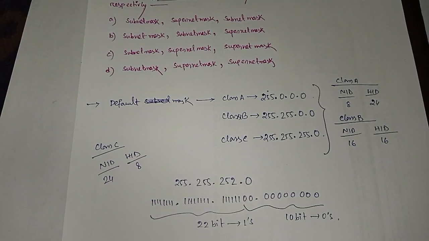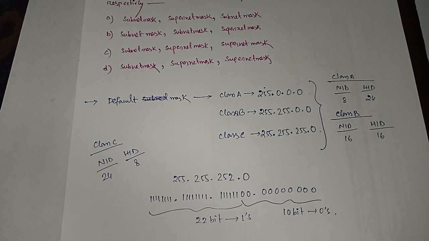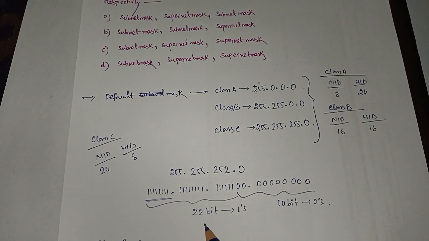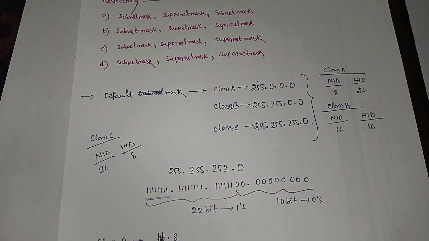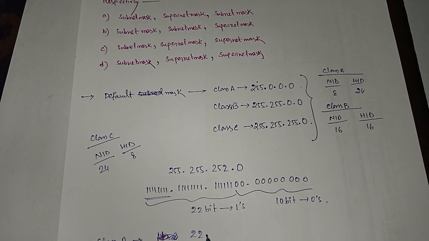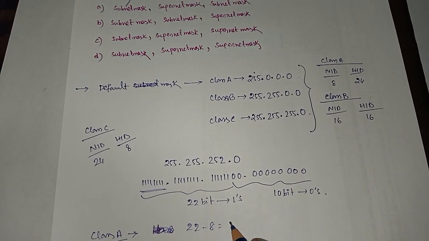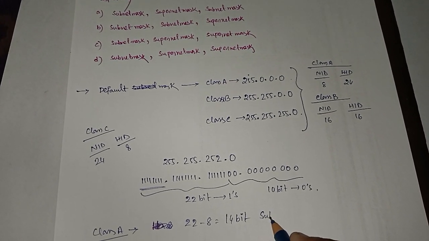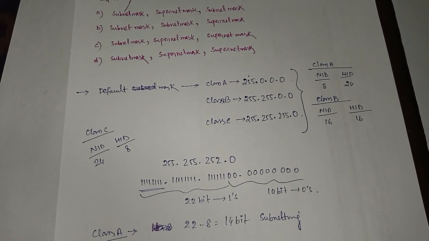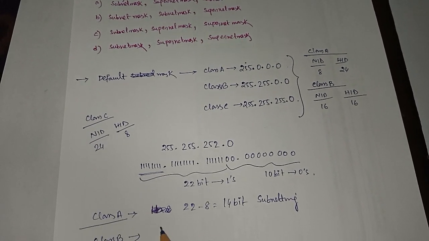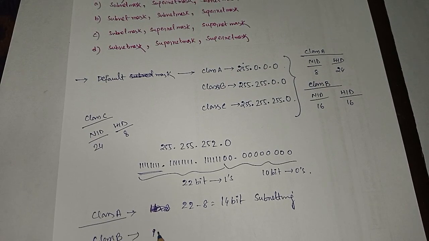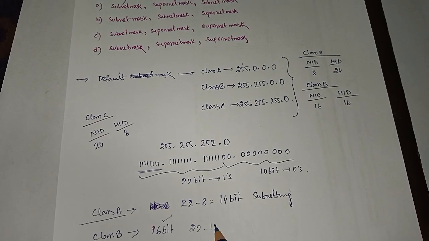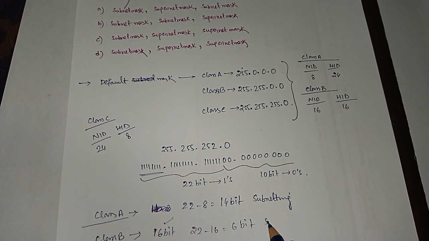So if we apply class A to this network, for class A the 8 bits represent the network ID part. The remaining, 22 minus 8, means 14 bits are used for the subnetting part. For class B, where we have to use a 16-bit mask, 22 minus 16 means 6 bits are used for subnetting purposes.